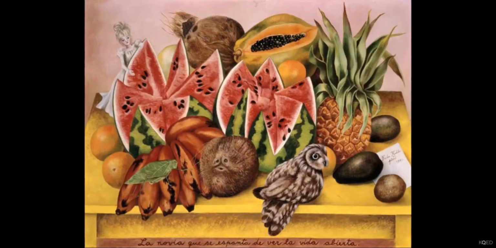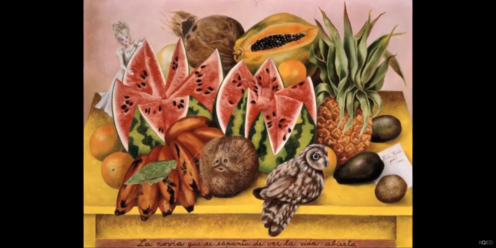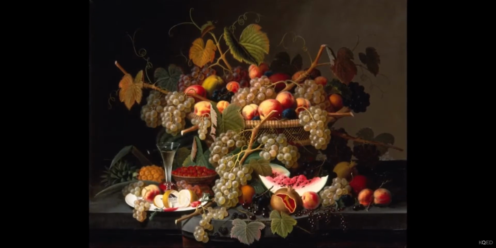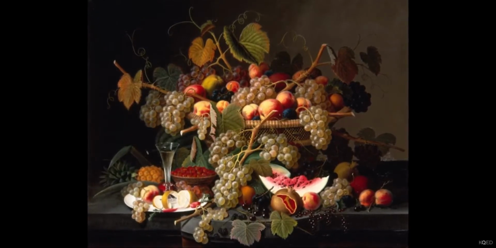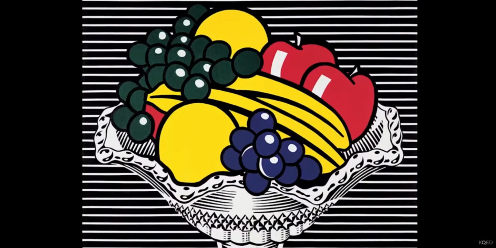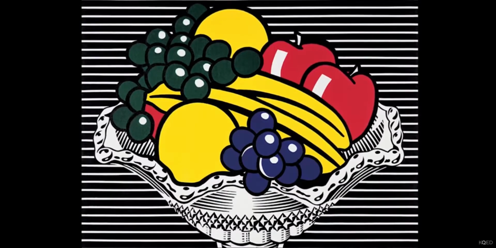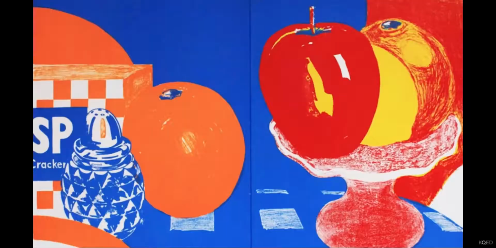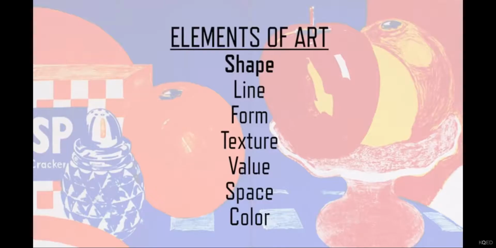Fruit has played a prominent role in the history of art. It's long been a favorite subject for artists, making still life paintings and drawings. Looking at still lifes of fruit is a useful way of studying how artists approach making shapes. Shape is one of the 7 elements of art, along with line, form, texture, value, space, and color.